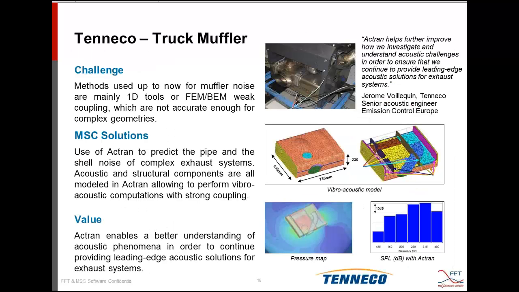So let's see now an industrial case study. This first one comes from Tenneco. It's a truck muffler. Basic muffler and exhaust simulations use a 1D tool, like GT Power, for computing the noise coming from the engine until the end of the exhaust line. Actran can reuse 1D data that represents the noise source coming from the engine for doing better, taking into account large and complex geometries. What can be done by a 1D tool?